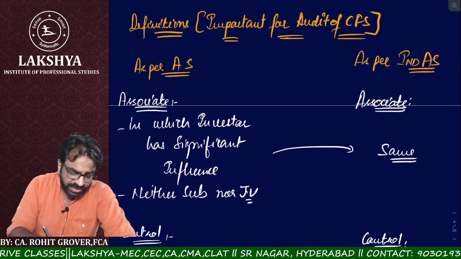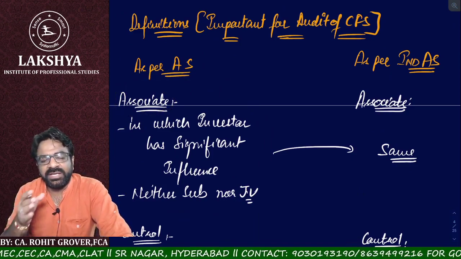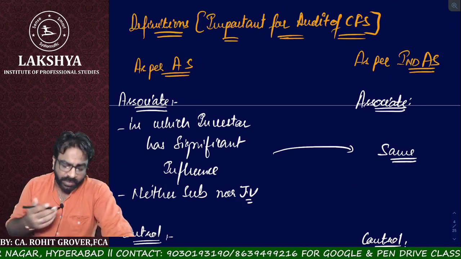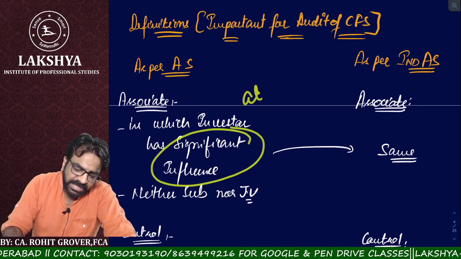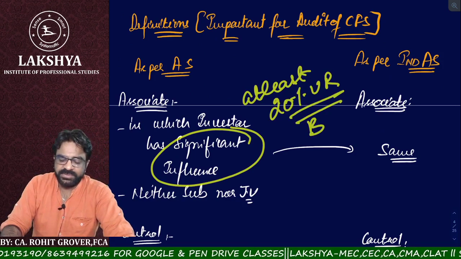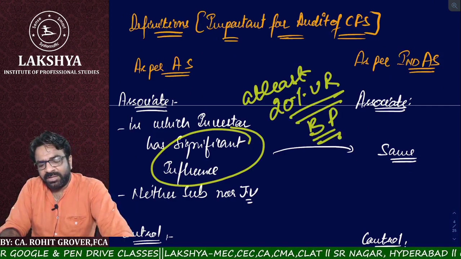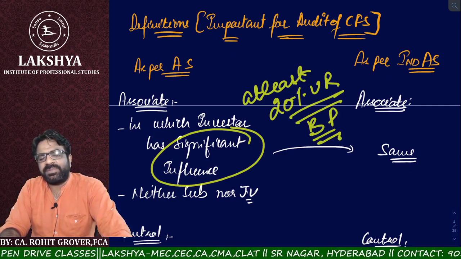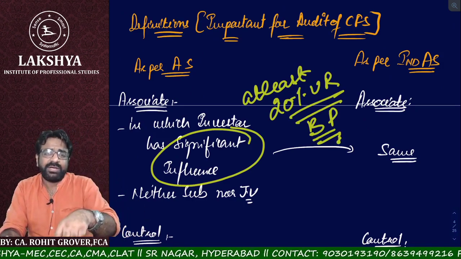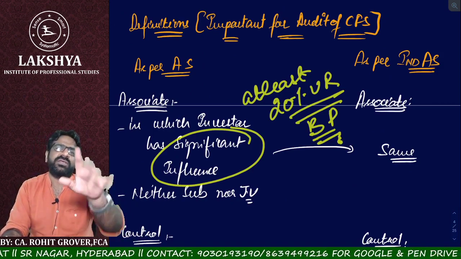Definition of associate. If you see the definition of associate under the accounting standard, what do you mean by associate? An associate is the one in which another company is having a significant influence. Sir, what do you mean by significant influence? At least 20% participation in voting rights and business policies. Either you have a 20% participation in the voting rights of the company, or you have a 20% participation in the business decision making and business policies of the company. It means that company in which you have that 20% of participation either in voting rights or business policy decision, that company is known as your associate.